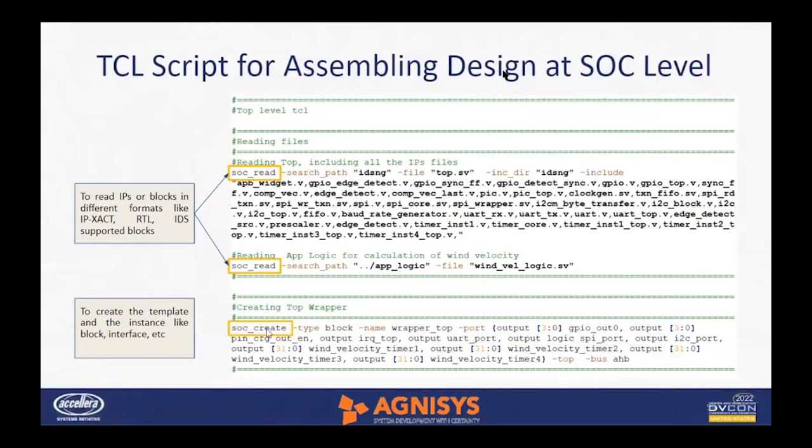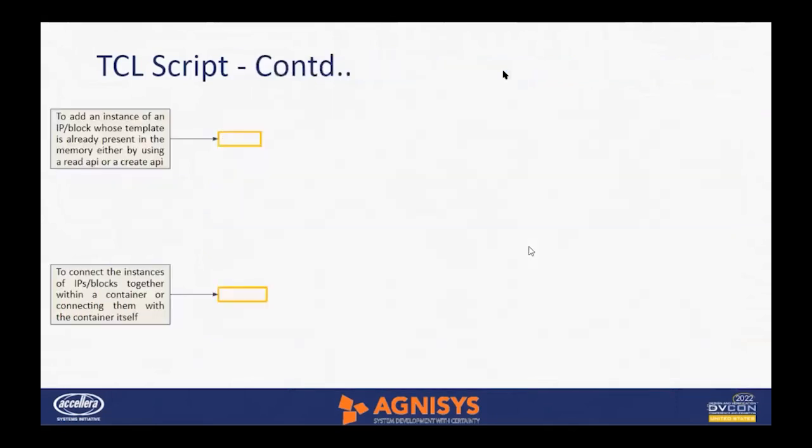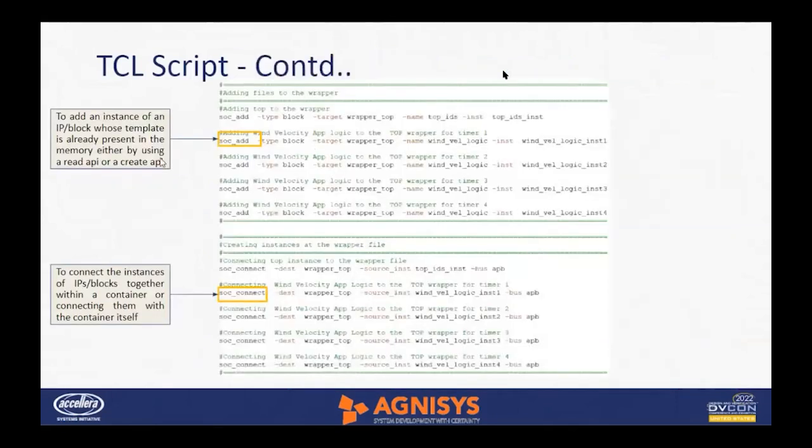soc_create is also used here to create the template and instance like block interface, etc. Here the -type is block and -name is wrapper_top. Here is the switch -port to define additional ports, and -top, that means that this block is the top block. And with the switch -bus, the bus of the top is also specified over here. Apart from that, to add an instance to an IP block whose template is already present in the memory, either by using the read API or a create API.